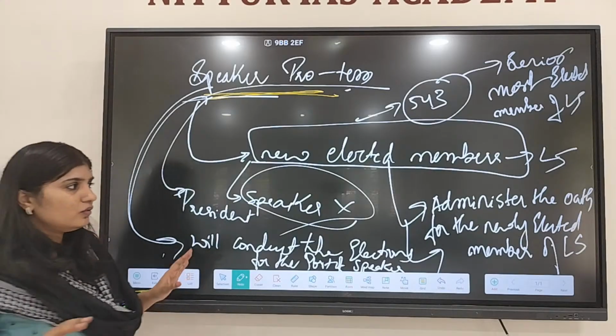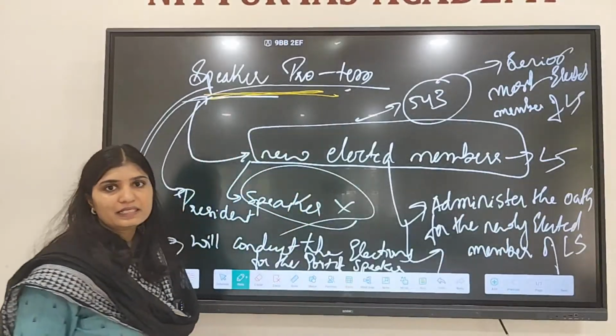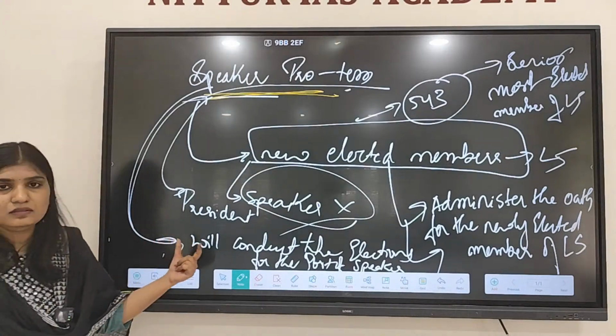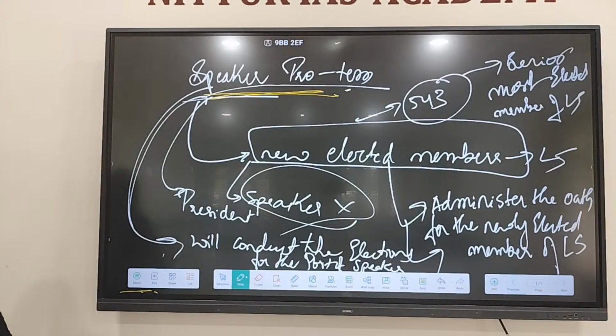His duty is only two. That is, he will administer the oath for the newly elected members of Lok Sabha, and he will conduct the elections for the speaker post. That's it. After completion of both the duties, that is the temporary post, and his work is finished. And speaker will take the charge as a presiding officer of Lok Sabha permanently. That is all the work he has. Write down all this.